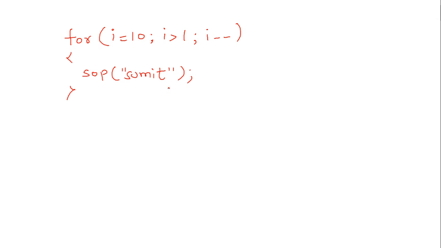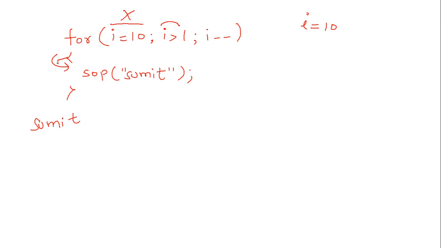So if I write the for loop like this, for I equals to 10, let me go with a small number, I greater than 1, I minus minus, and here I will write System.out.println, in short, Sumit. As of now I value is equal to 10. We check this condition, 10 greater than 1, condition true, we come inside and Sumit is printed.